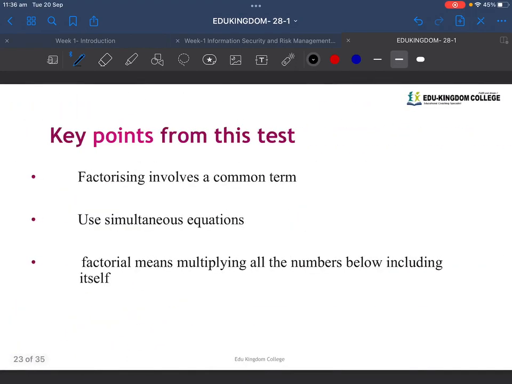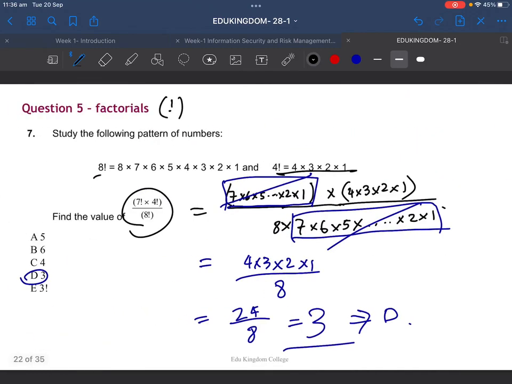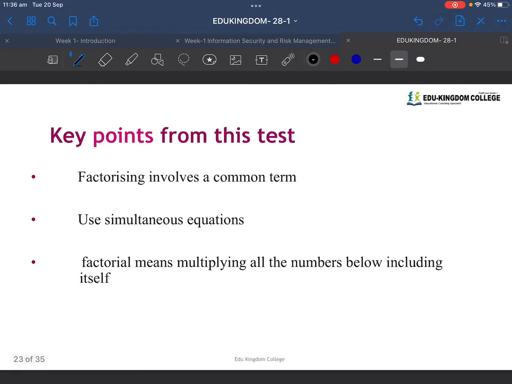So let's look at the next point. Factorial means multiplying all the numbers below, including itself as well. So what I mean by that is 8 factorial means 8 times 7 times 6 times, and all the numbers correspondingly below that.